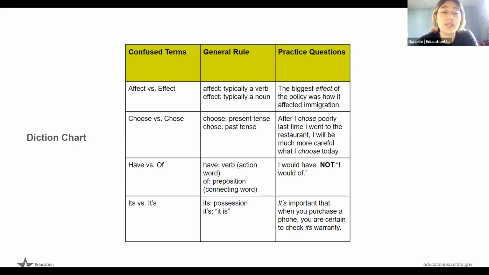It's versus its. Its without the apostrophe is the possession. And it's with the apostrophe is basically the shortened form of it is. So when you see the apostrophe, read it as it is. It's important that when you purchase a phone, you're certain to check its warranty. The possession in the sentence is referring to the phone and its warranty. That's the possession. It's important is it is important. That's the cut off version of it is.